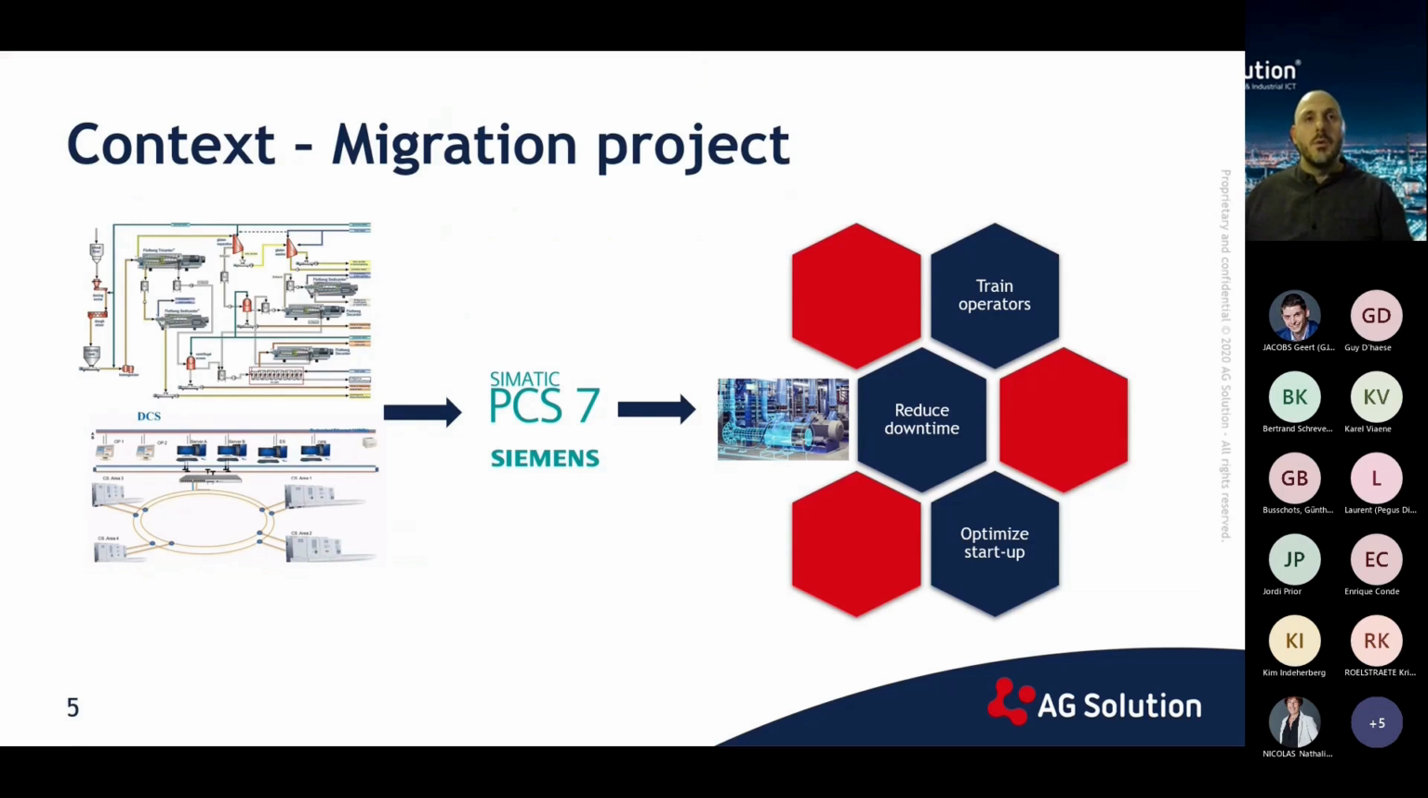The context in which we developed the digital twin was that of a migration project within the food and beverage industry. AG Solution is executing a software migration project where an obsolete DCS is being replaced by a more modern and future-ready DCS. This is a distributed control system to monitor, to operate, and to control the process.